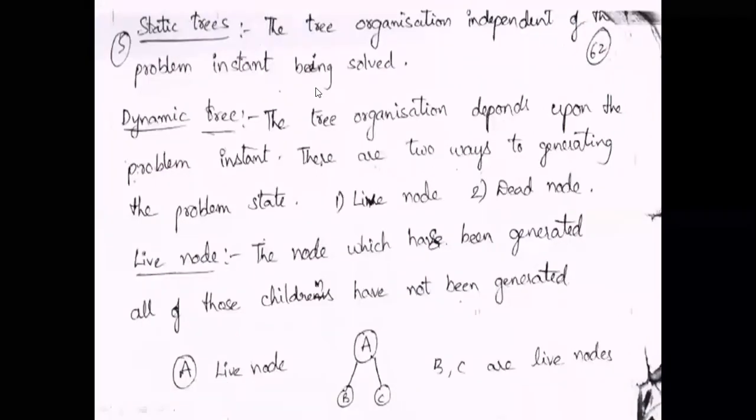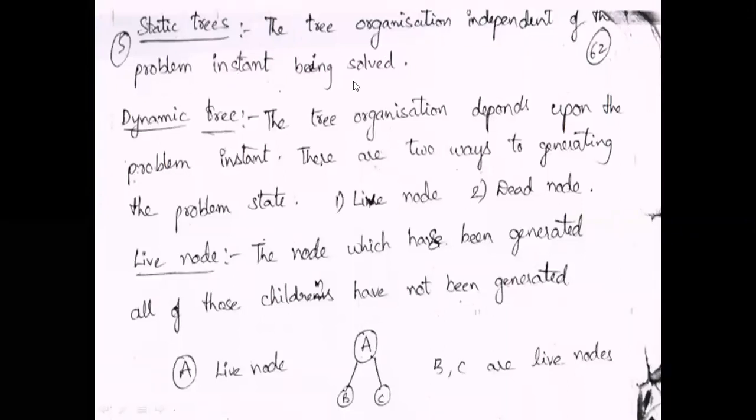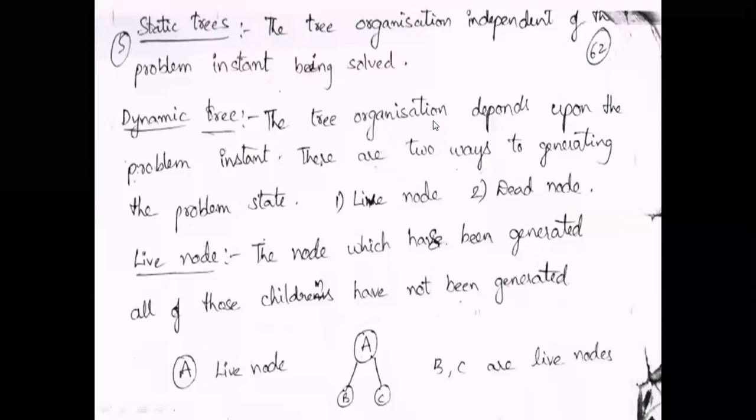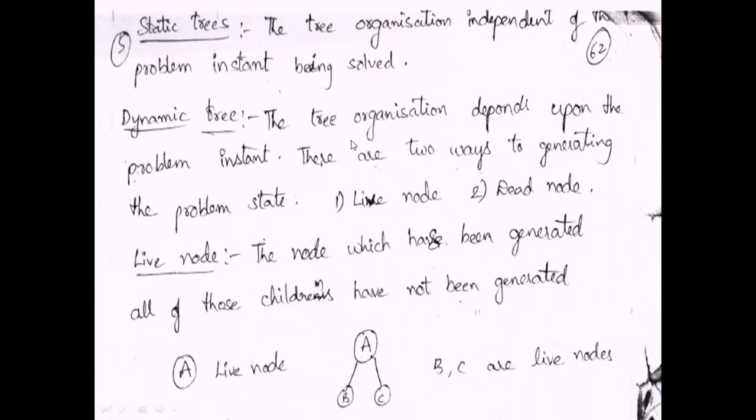Next one, static tree. A static tree means a tree organization that is independent of the problem instance being solved. Next, dynamic tree. A dynamic tree is a tree organization that depends upon the problem instance being solved.